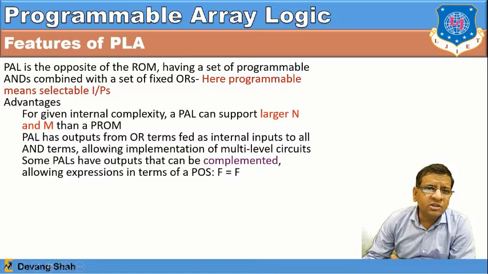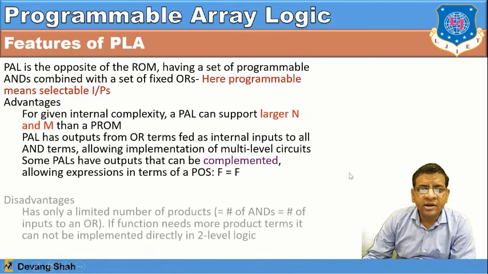So what are the advantages of this PLA? You can see that for a given internal complexity, PAL can support larger n and m than the ROM, right? So it is nothing but one step ahead of the ROM. There are certain limitations of ROM, and you can overcome those limitations using this PLA or PAL system. N terms allow implementation of multi-level circuits. Some PALs have outputs that can be complemented, allowing the expression in terms of POS, like F and F bar.